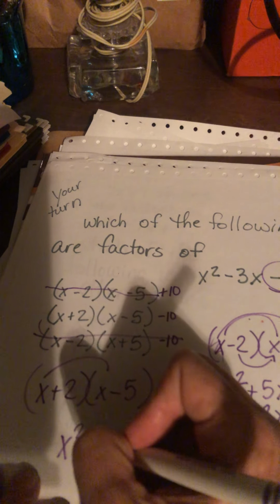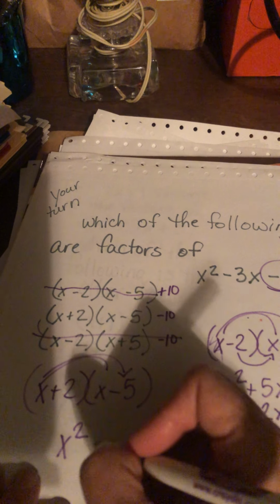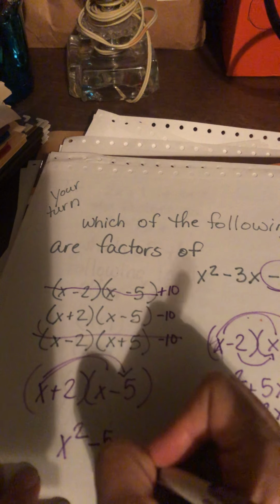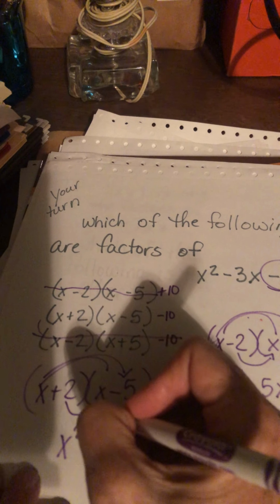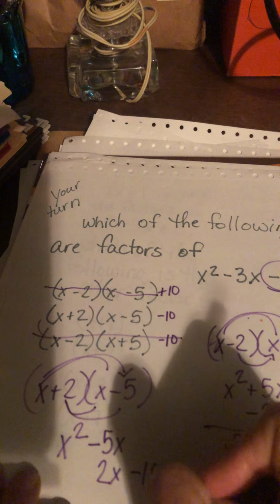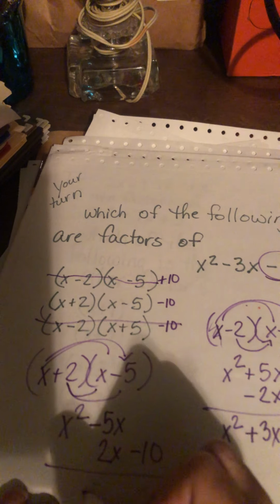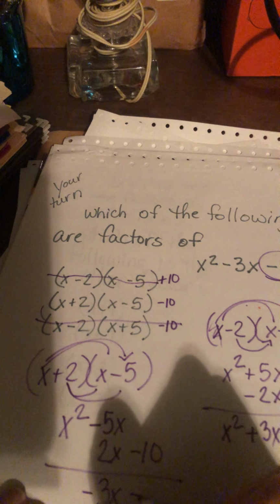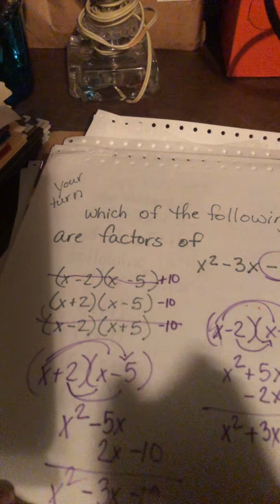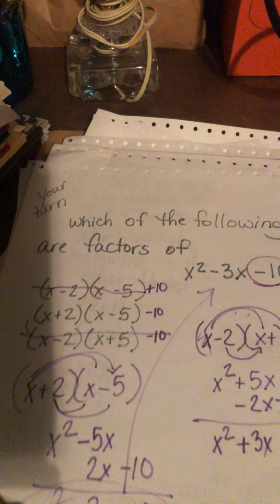X times x is x squared. X times negative 5 is negative 5x. 2x. Negative 10. Negative 5x plus 2x gives me negative 3x minus 10. Oops, and I forgot my x squared. Looky there. We got a match.